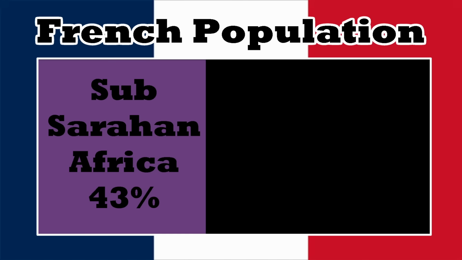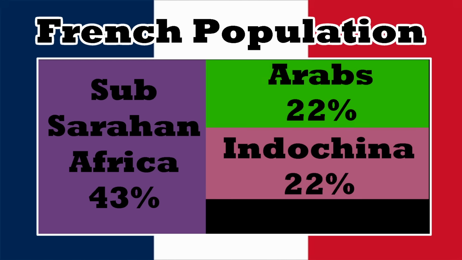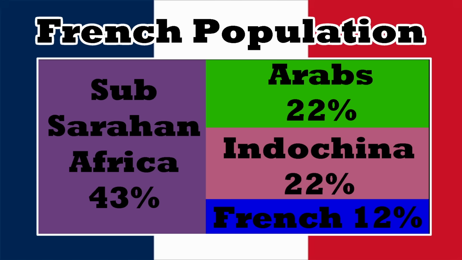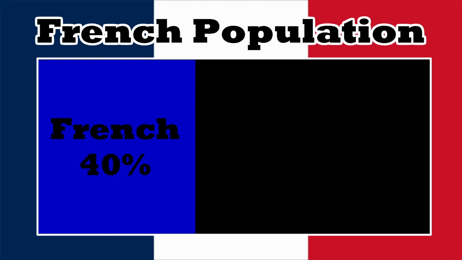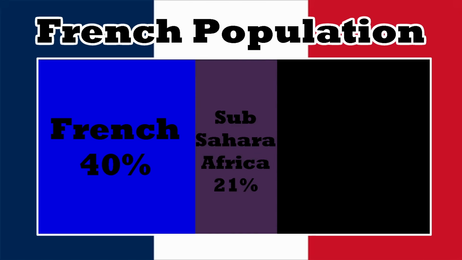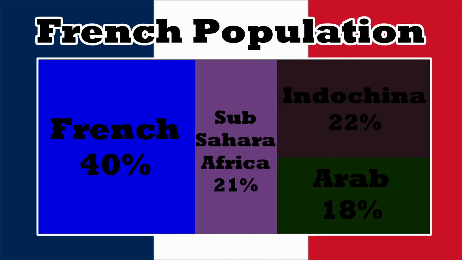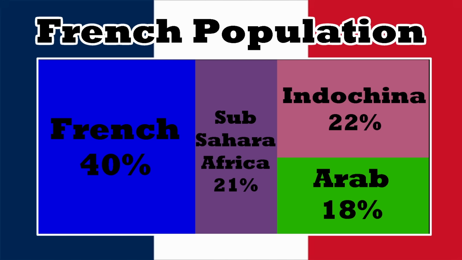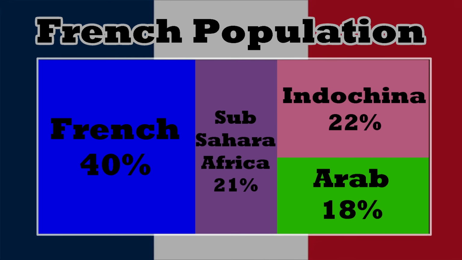The distribution of this population is actually quite interesting. Sub-Saharan Africans make up 43% of the people, followed by Indochina and Arab states, both at 22%, with only a 12% minority living in metropolitan France. These figures were radically different in 1939, as the French still made up a plurality at 40% of the population, with Africa dropping down to 21% and the others remaining relatively stable. Again, Africa's population change has been insane over this time period.